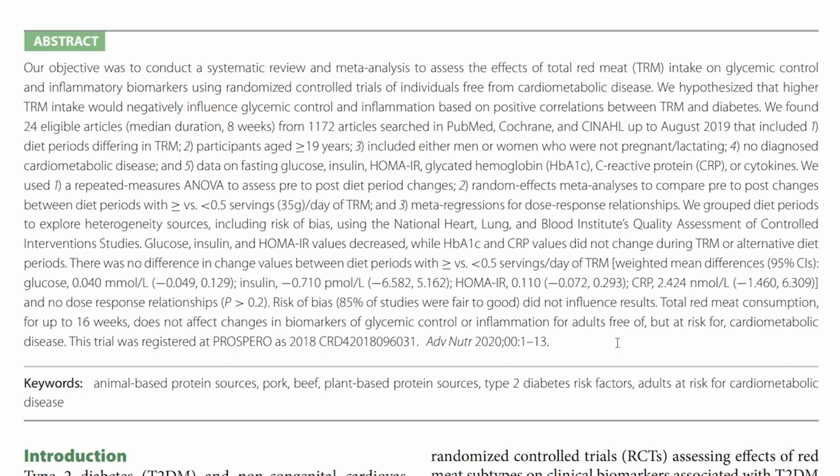Okay, and what they found was that there were no differences between populations for the consumption of red meat in terms of either the control of blood sugar or indeed inflammatory markers for at least 16 weeks of intake. Obviously, I would personally like to see a longer intake than just 16 weeks for a long-term assertion to be made. However, interesting.